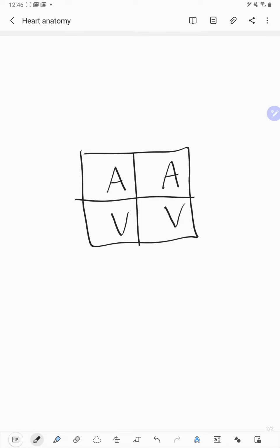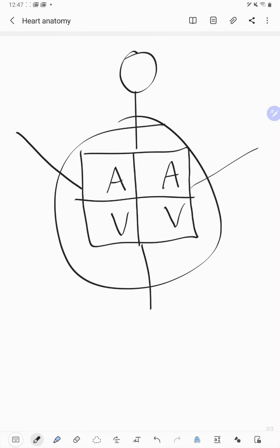Next, we have the different sides of the heart. And if you're looking at a person, your right side is their left side. And in anatomy, we always go off of the perspective of the person we're talking about. So if I draw a person here, they got a big chest here, and then they got their heart in there. We're going off of their left and their right. So their right side is over here, and their left side is over here.